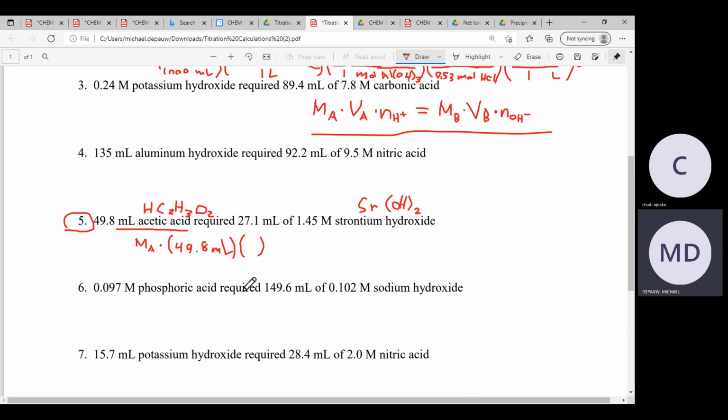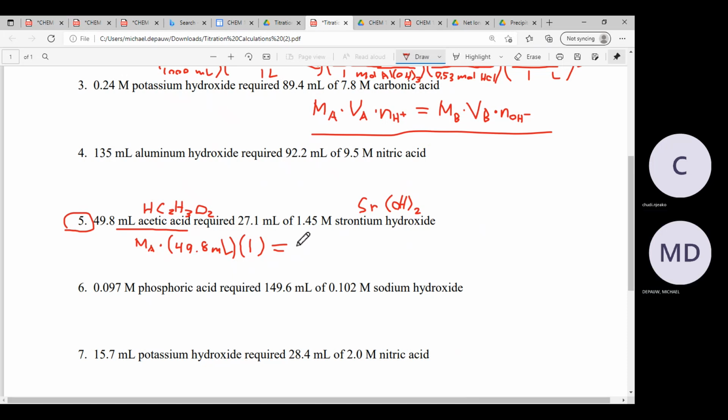Acidic hydrogens are always listed at the front. It's 1. Not all the hydrogens in acetic acid are actually acidic. They don't always give up their H plus. Only one of the hydrogens is acidic, and when you write out your acid formulas, acidic hydrogens are always put in the front, so it's easy to identify. So if it's not in the front, it's probably not an acidic hydrogen.